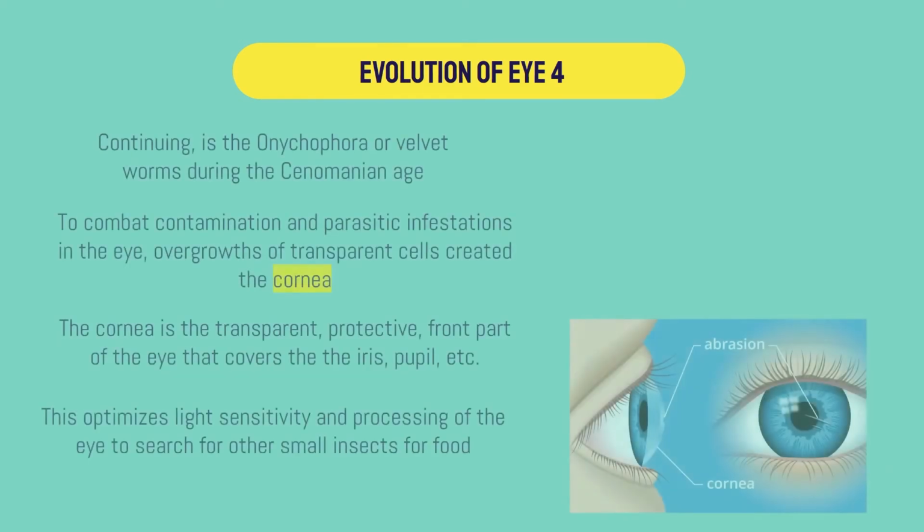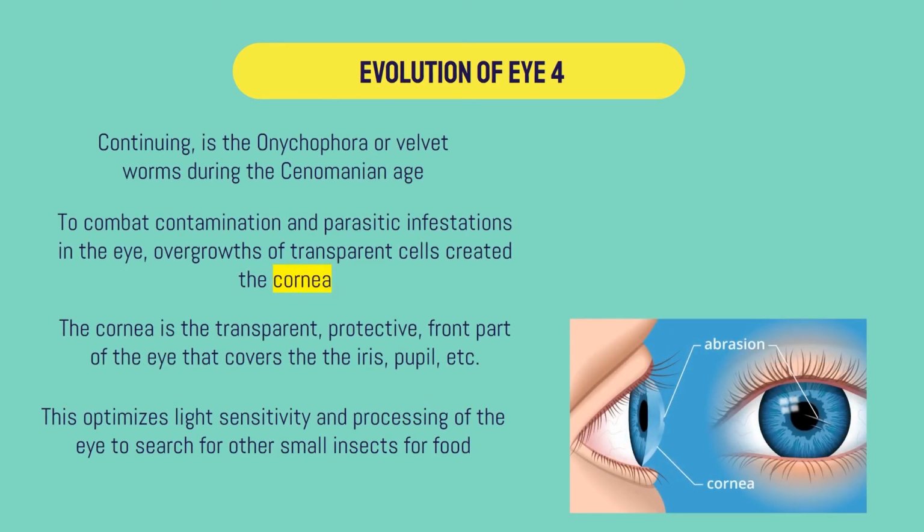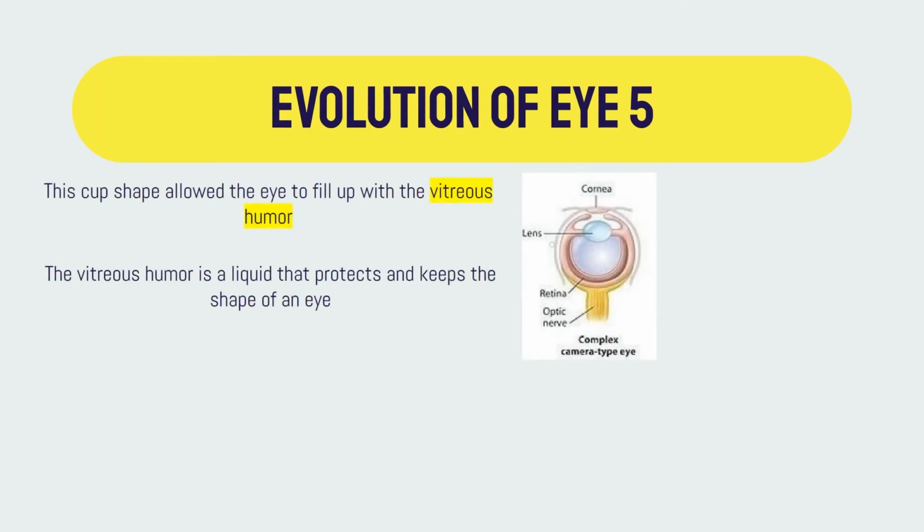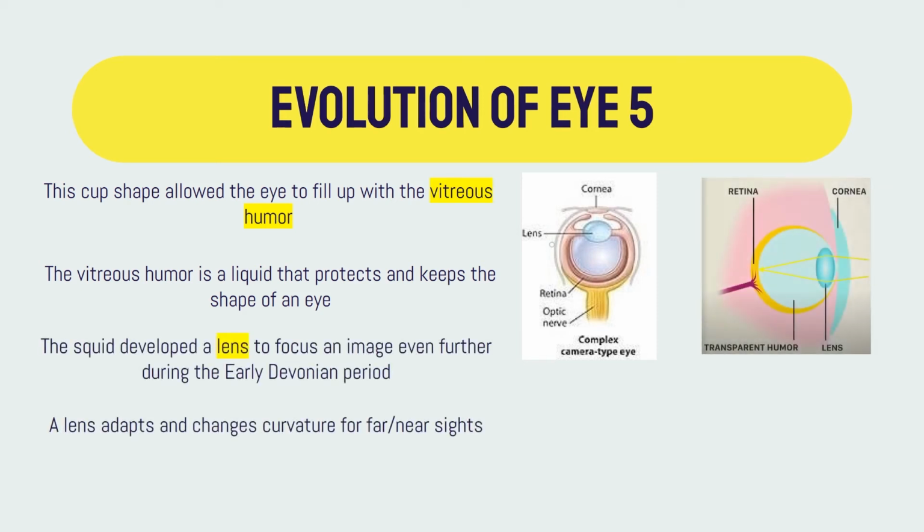Next, the pinhole camera eye developed a cornea, or transparent cells, to cover the opening of the eye to prevent infections, like we see in Onychophora during the Cenomanian age. This covering further allowed the inside of the eye to fill with a fluid known as the transparent humor, which not only provided structural integrity to the eye shape, but also assists with the refraction of light onto the retina for light processing. After, crystalline proteins formed the lens, which further optimized the refraction and focusing of light on a specific point on the retina. The lens, in conjunction with the ciliary body, significantly assisted with the focusing abilities on near and far objects.